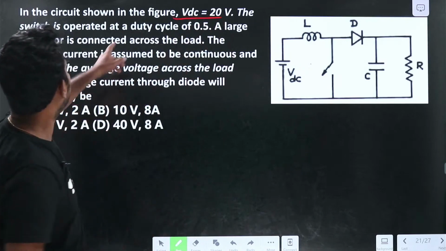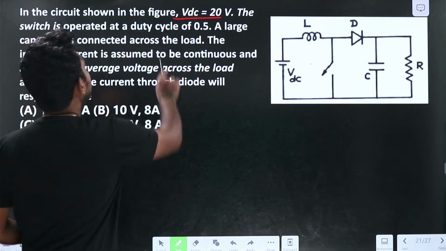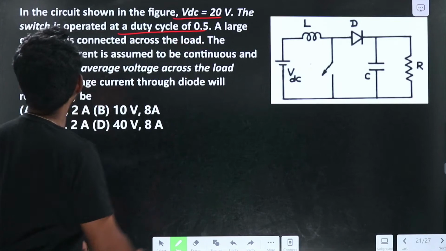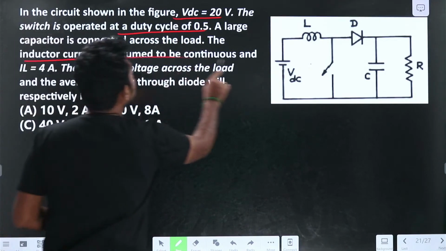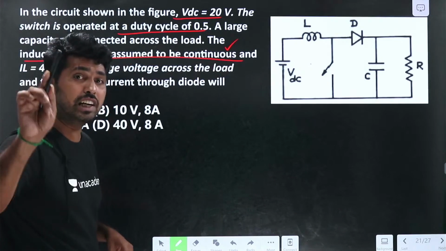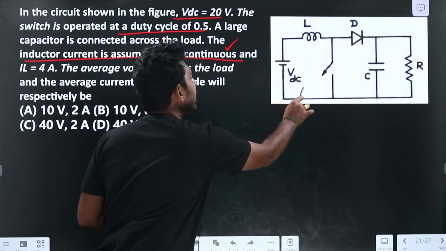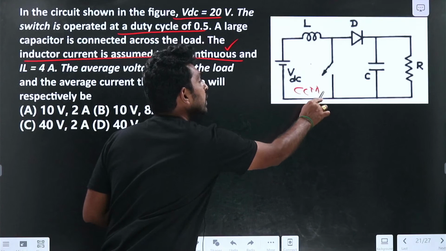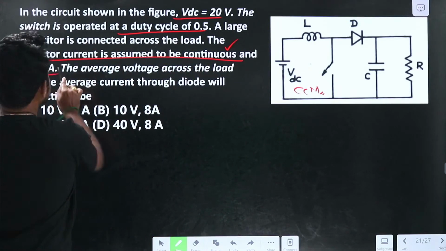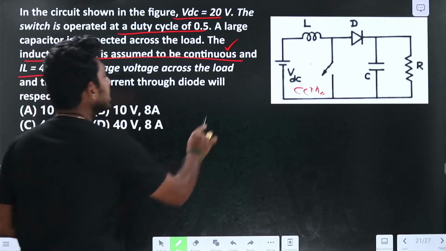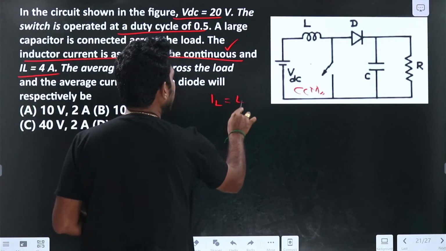The switch is operated at the duty cycle 0.5. A large capacitor is connected across the load and the inductor current is assumed to be continuous. Inductor current is continuous in the sense that this converter is operating in the continuous conduction mode. IL, the average value of the inductor current, is given as 4 amperes.